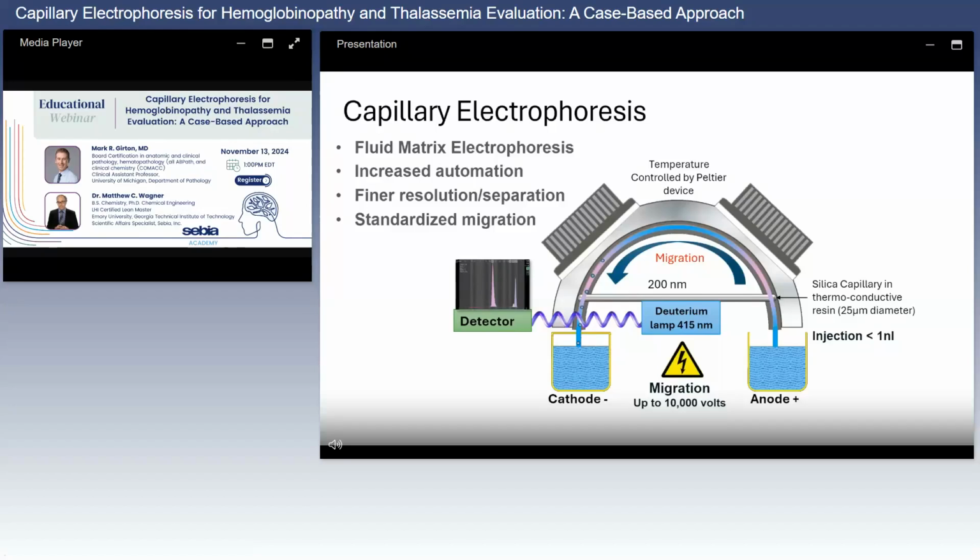Interestingly, this same principle is applied to many other testing analytes, including serum protein electrophoresis, hemoglobin A1C, carbohydrate deficient transferrin, and a version of immunofixation called immunotyping, using these same principles, just looking for different analytes or in the presence of different antisera. This gives us a finer resolution and separation of proteins when we're looking at hemoglobins, and gives us standardized migration positions.